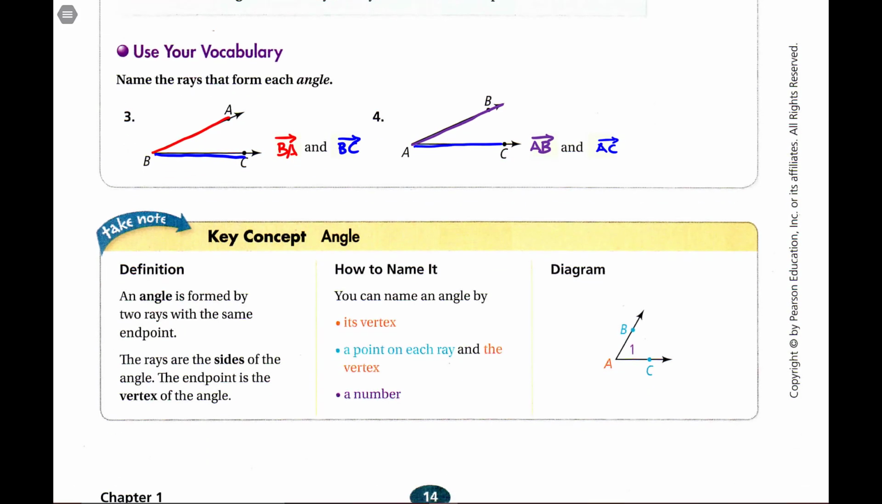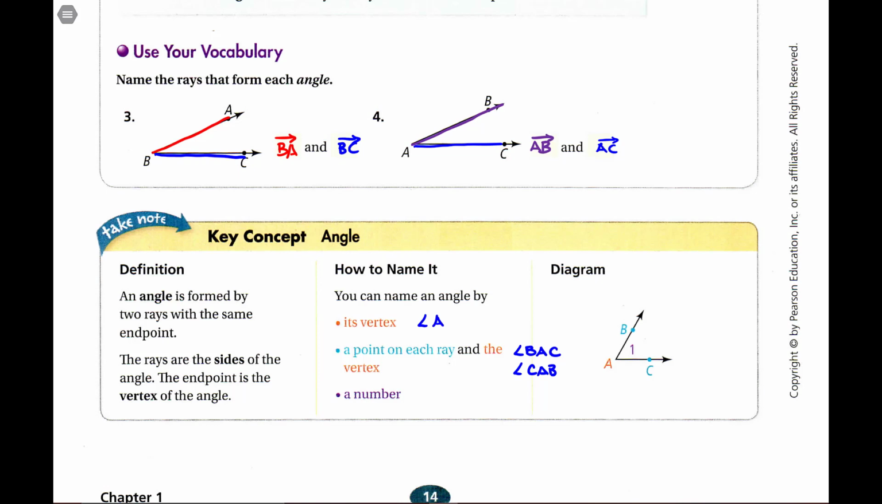Some key concepts about an angle. An angle is formed by two rays with the same endpoint. We just covered that. The rays are the sides of the angle, and the endpoint is the vertex of the angle. You can name an angle by its vertex. So this diagram on the right, we could call angle A. You can also name a point on each ray and the vertex. In this case, it would be angle BAC. The vertex is always the middle letter in the naming convention. So we go from B to A, which is the vertex, and then to C. Or we could have angle CAB. In both cases, the vertex is the middle letter.